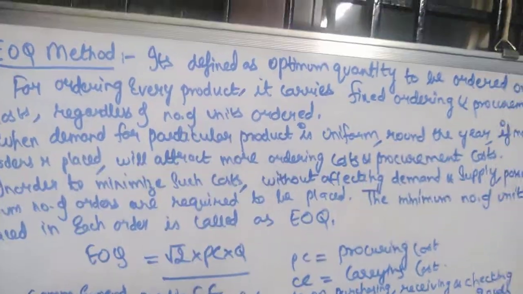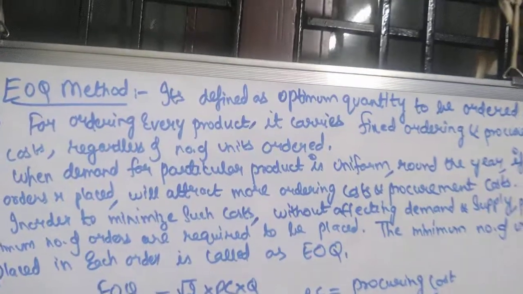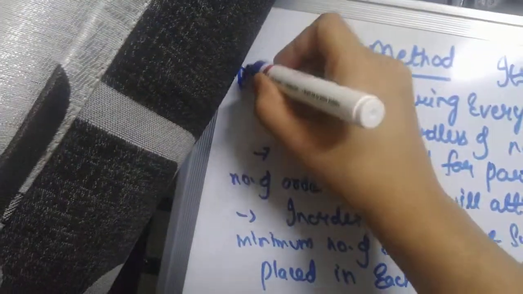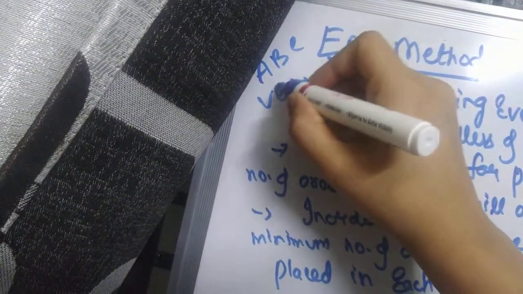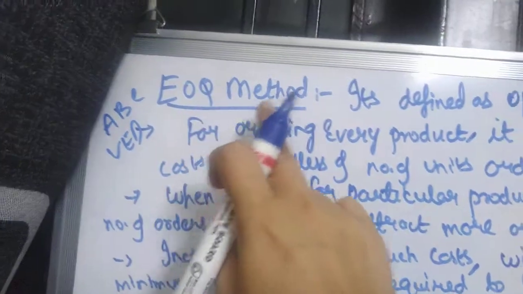Good morning students. Today we'll discuss the remaining inventory control methods. So we have already discussed ABC analysis and VED analysis. Okay, next we are going to discuss the EOQ method.